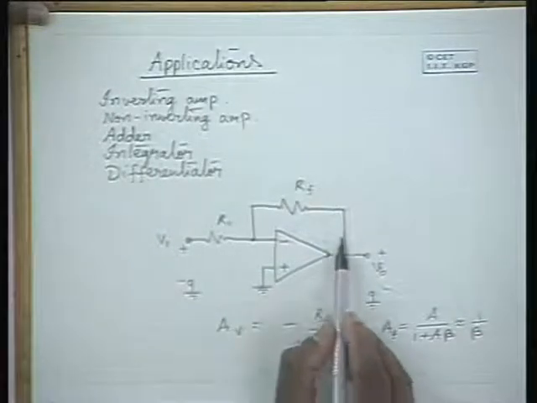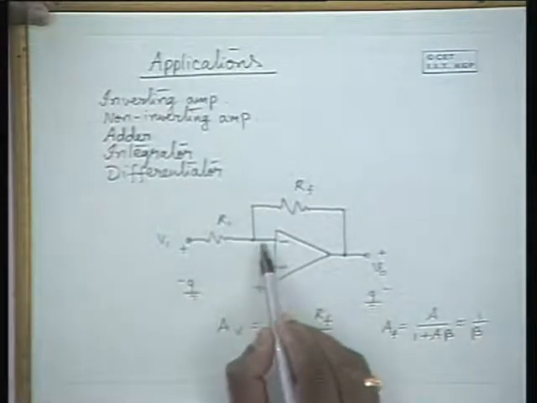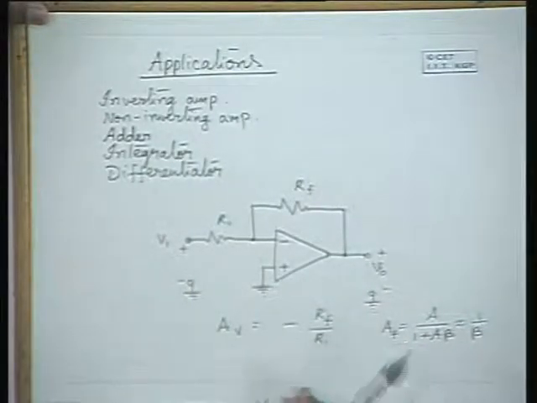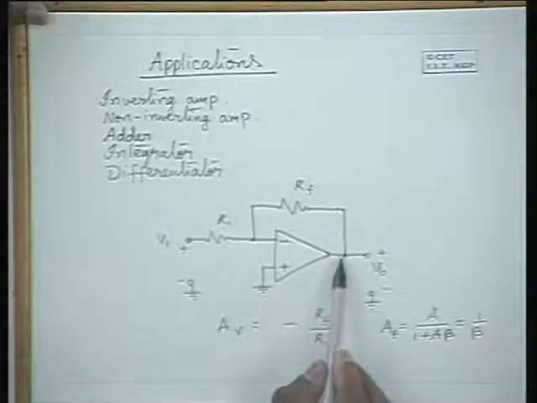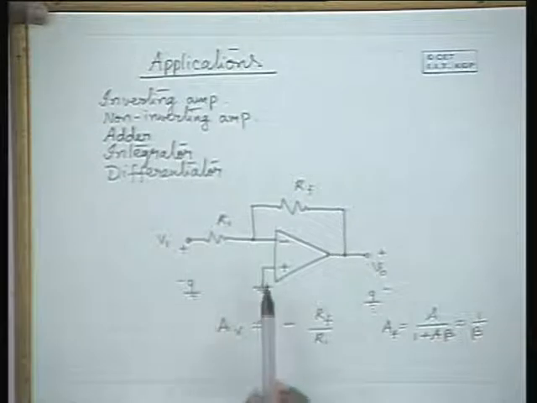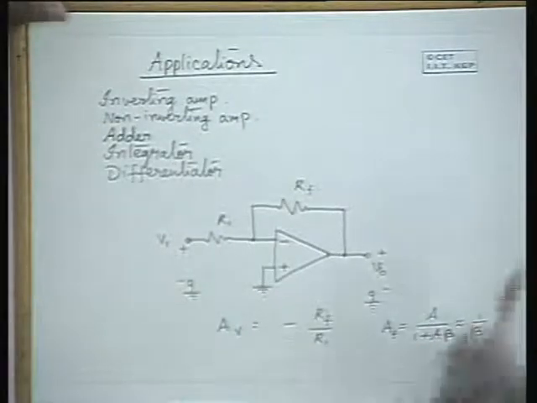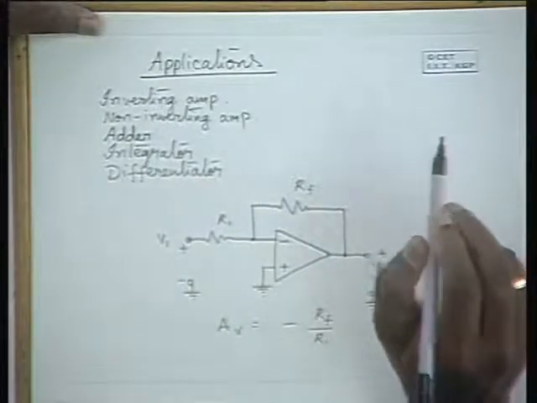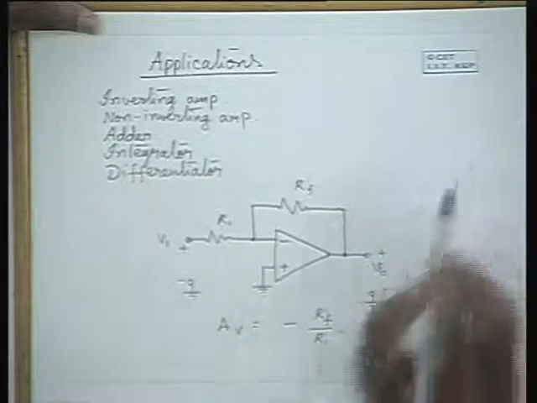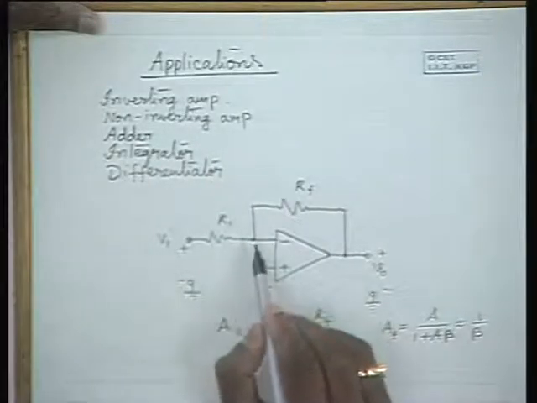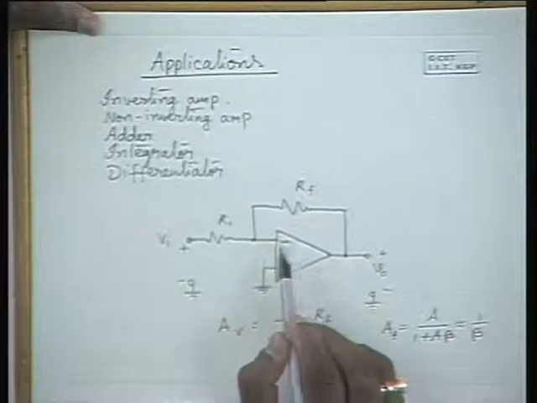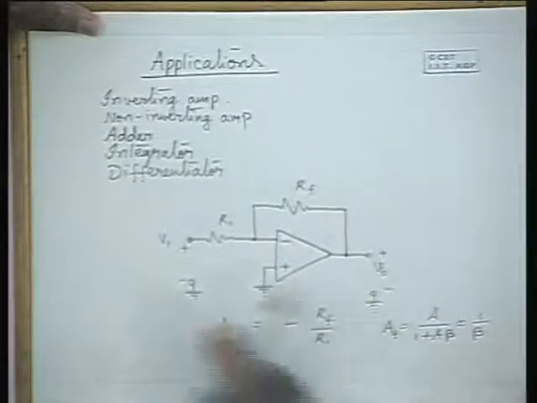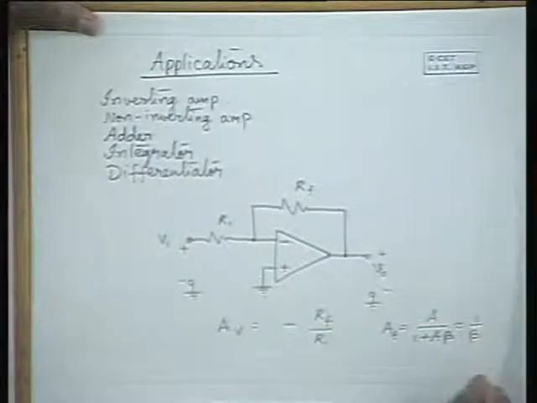Please note that the feedback is through RF to the input side, and it is to the negative terminal. Therefore, it is a negative feedback amplifier. If you want positive feedback, this has to be given to the non-inverting terminal, and there is no reason why we use positive feedback here, because we want stable amplification in many applications. Hence, we always give feedback to the inverting terminal, and what we get is a negative feedback amplifier.